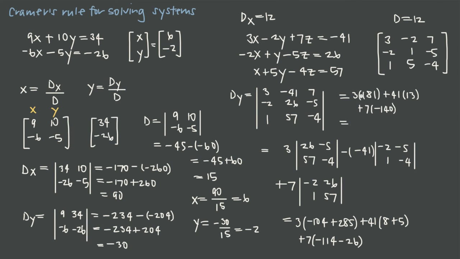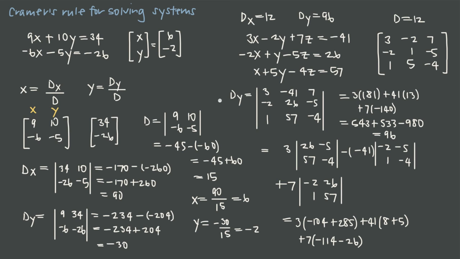And we get here 3 times 181 is 543. 41 times 13 is 533. And 7 times a negative 140 is a negative 980. So 543 plus 533 minus 980 is a positive 96. So we can say up here the determinant on y is 96.